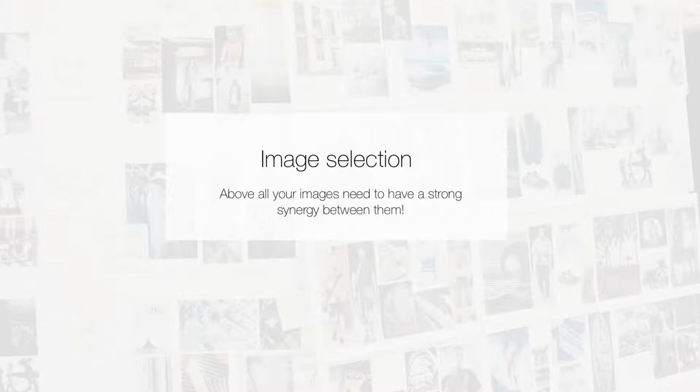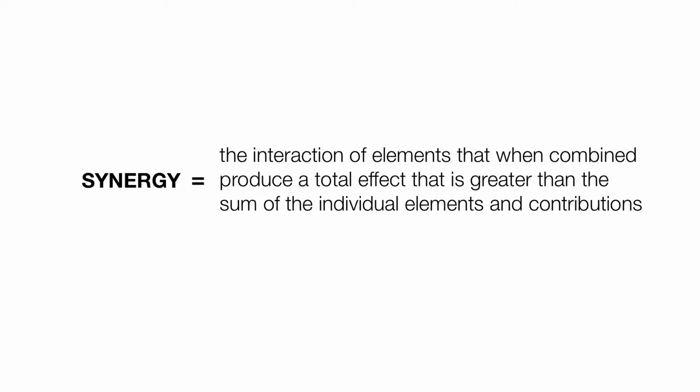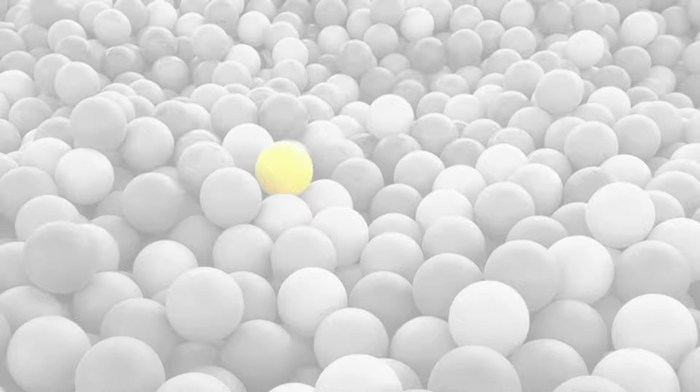Image selection. Above all, your images need to have a strong synergy between them. Synergy. What do we mean by this? The interaction of elements that, when combined, produce a total effect that is greater than the sum of an individual element and contributions. So, for example, if you've got a trend like my farmers market one, just one of those images on their own wouldn't make any sense. But as you start to compile them together, they start to describe that story. That's what you need to be doing with your trend boards. In an image like this, it's very clear to see which one stands out as the odd one out.